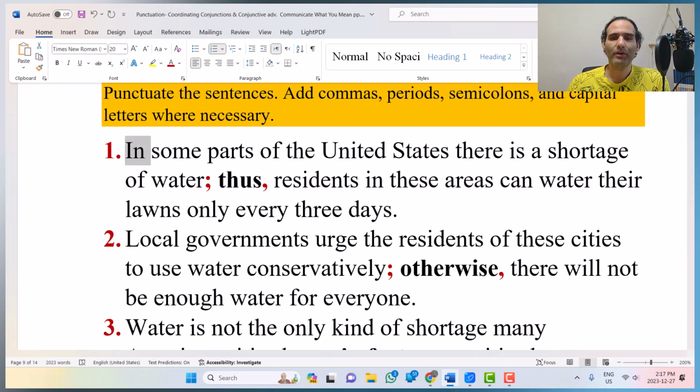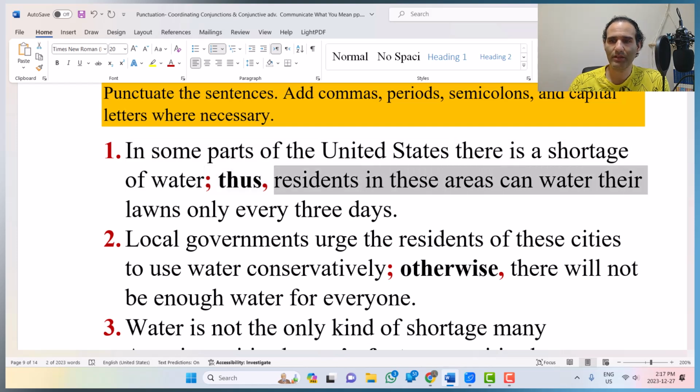In some parts of the United States, number 1, there is a shortage of water. Thus, residents in these areas can water their lawns only every 3 days. End of all your sentences need a period.